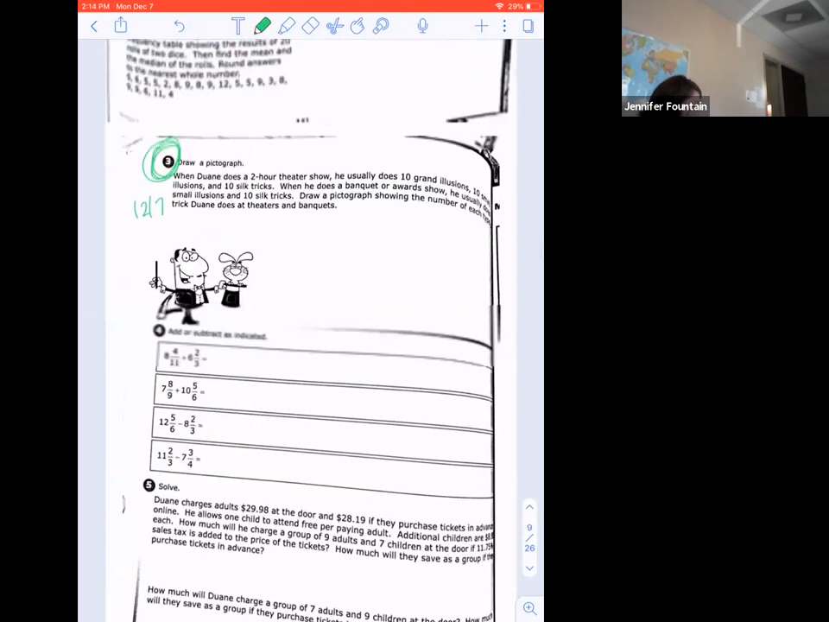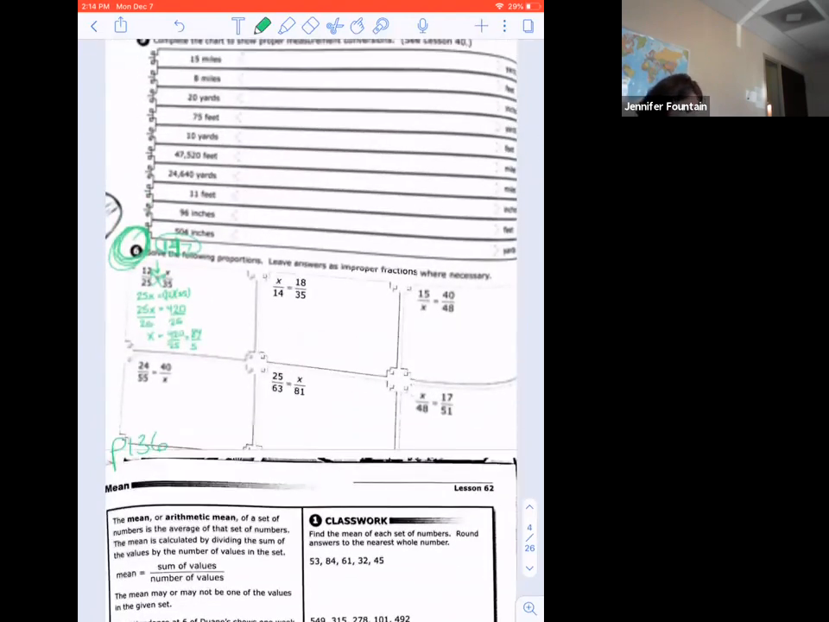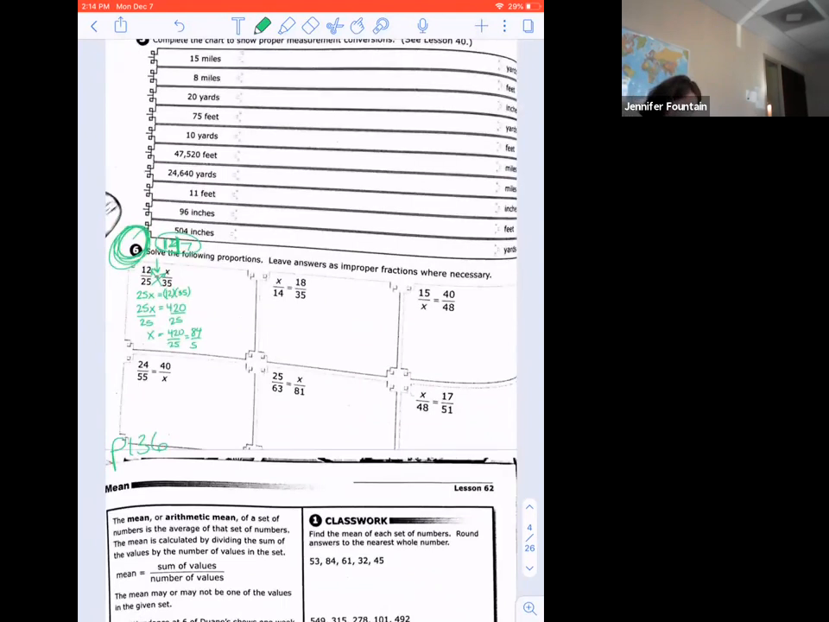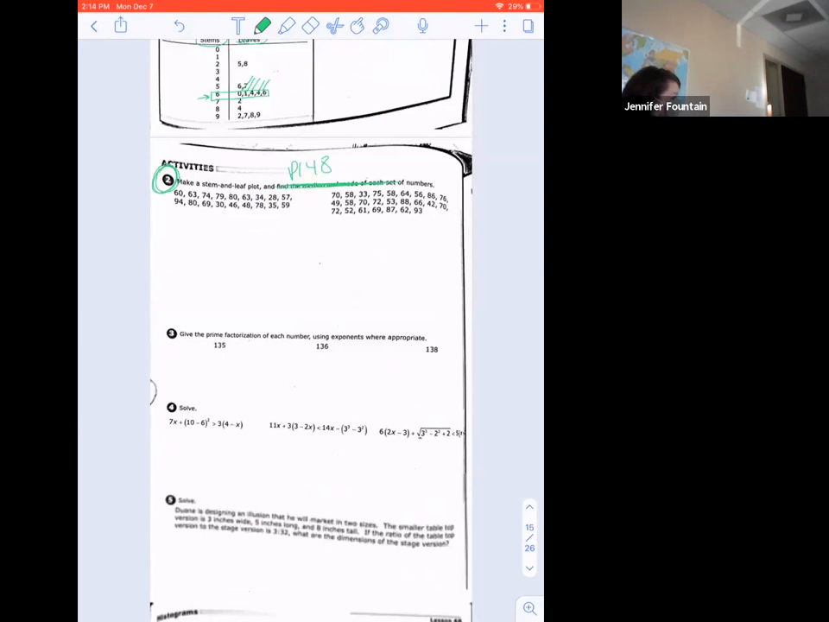And we'll backtrack for a minute. Then we have page 142, activities 3. And page 136, activity 6. I think that is it. So page 136, activity 6. Page 142, activities 3. And page 148, activities 2. Okay, so that's 3 different pages, but shouldn't take you too terribly long.